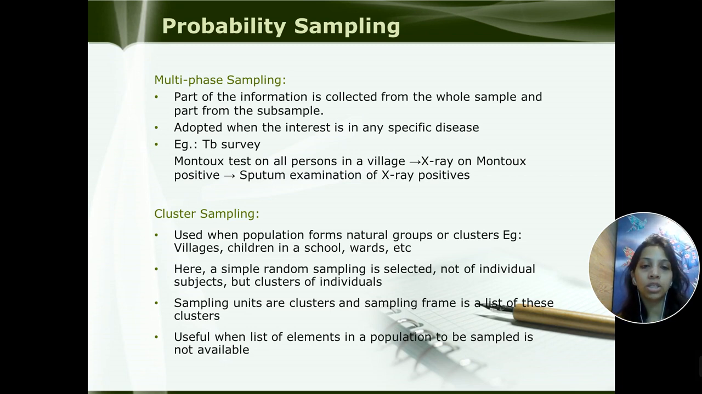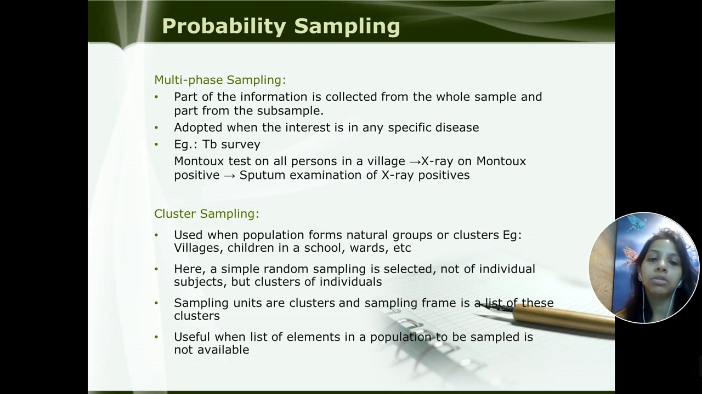So what you do is you do the Mantoux test on all persons in the village, because this is considered the most inexpensive, most non-invasive kind of test for TB. Then of all those who have a positive Mantoux test, you conduct the X-ray test, and of all those who have a positive X-ray, you do the sputum examination. This way, part of the information is collected from the whole sample, and the subsequent information is drawn from the subsamples who are more likely to qualify the inclusion criteria of your study.